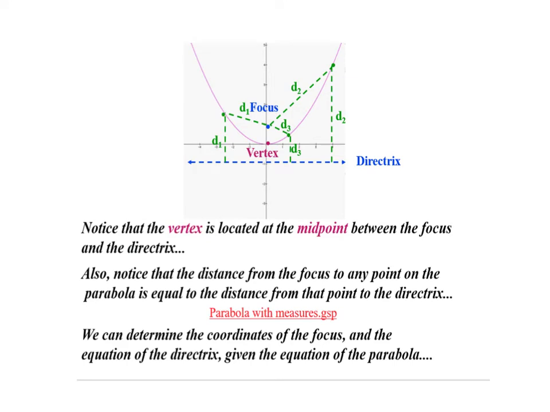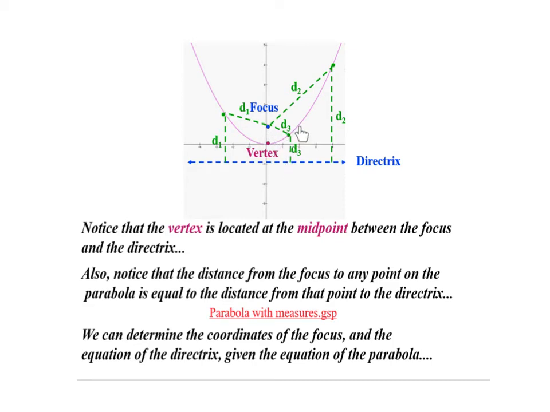Notice that the vertex is located at the midpoint between the focus and the directrix. So here we have the vertex, here we have a focus point or focal point, and here we have a line called the directrix. And we can use this focus and directrix to draw our parabola. So the distance from the parabola shape right here to the focus is the same as the distance from the parabola to the directrix.